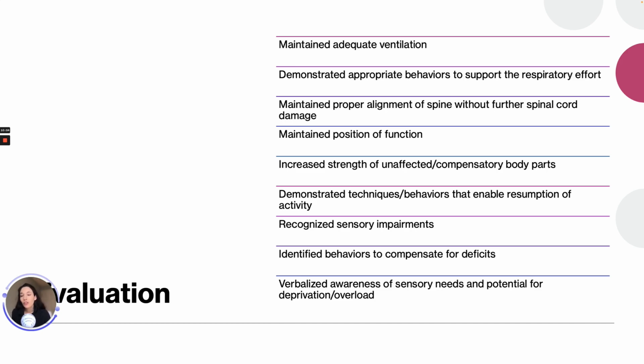Our evaluation can include all types of different things, but here's just some examples. So maintained adequate ventilation, demonstrated appropriate behaviors to support respiratory efforts, maintained proper alignment of the spine without further spinal cord damage, maintained position of function, increased strength of unaffected and compensatory body parts, demonstrated techniques, behaviors that enable resumption of activity, recognized sensory impairments, identified behaviors to compensate for deficits, and verbalized awareness of sensory needs and potential for deprivation and overload.